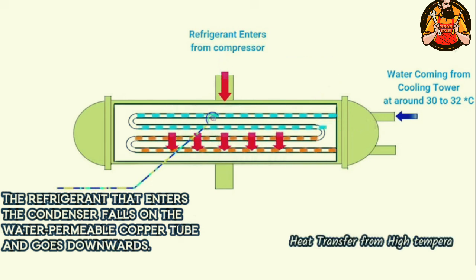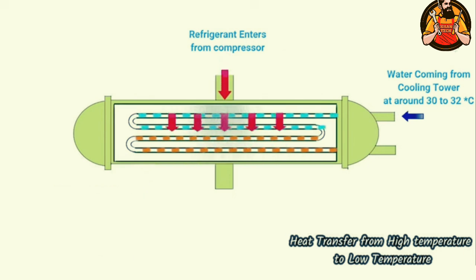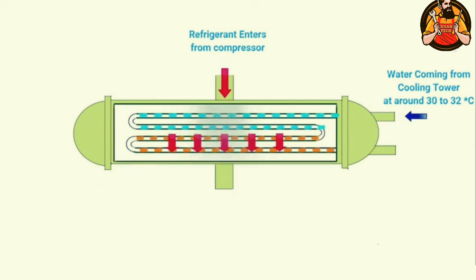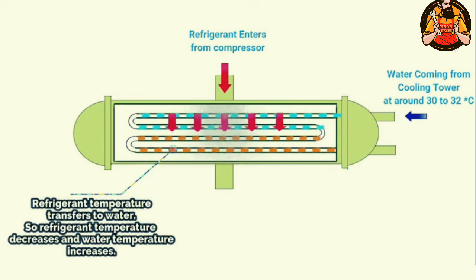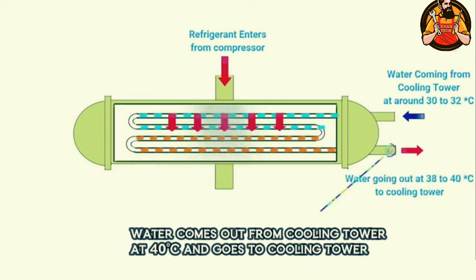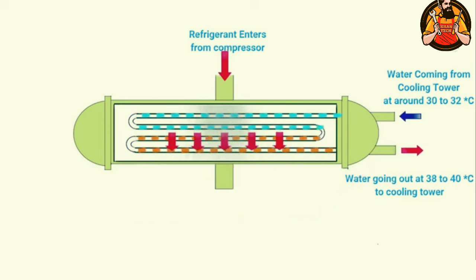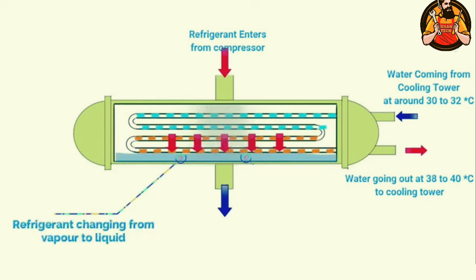As per the law of thermodynamics, heat travels from high temperature towards low temperature. So, as per the law, the heat of the refrigerant, which flows around the copper coil, will transfer to the water, which flows inside the copper coils, because the refrigerant temperature is higher than the water temperature. So, the water temperature will increase. The water comes out from the condenser at 40 degrees Celsius. As the temperature of the refrigerant decreases, it changes from vapor phase to liquid phase.